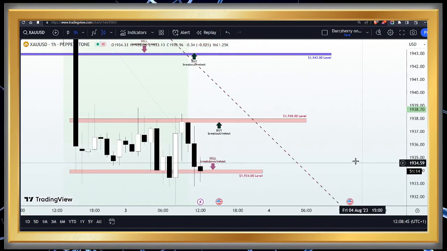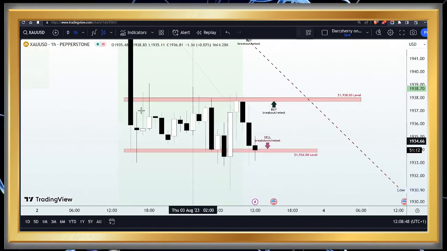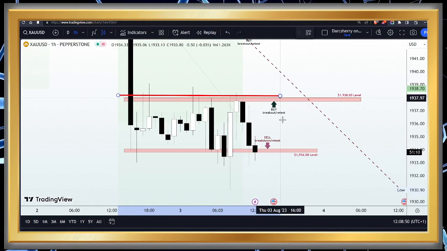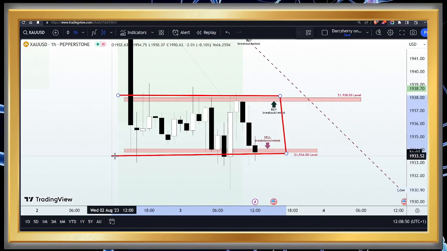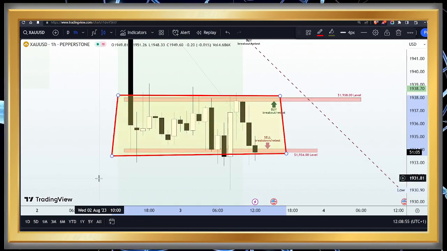So our center of focus for today is basically between the 1,938 level and the 1,934 area, where a breakout or breakdown of that range will welcome a trading opportunity for us. So let's see how the market will play out in the next couple of hours, as this will give us an insight into where price action is likely going for today.